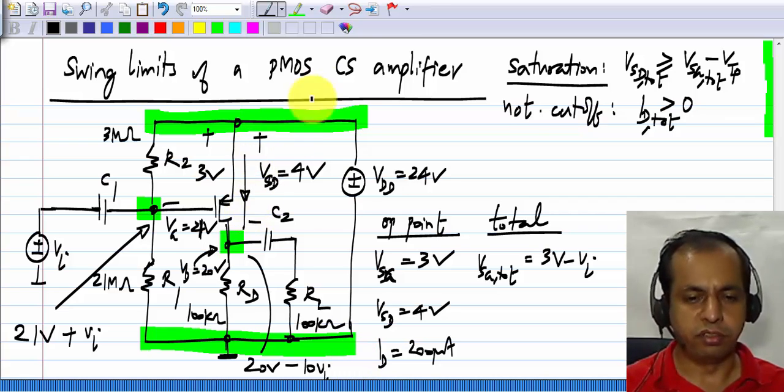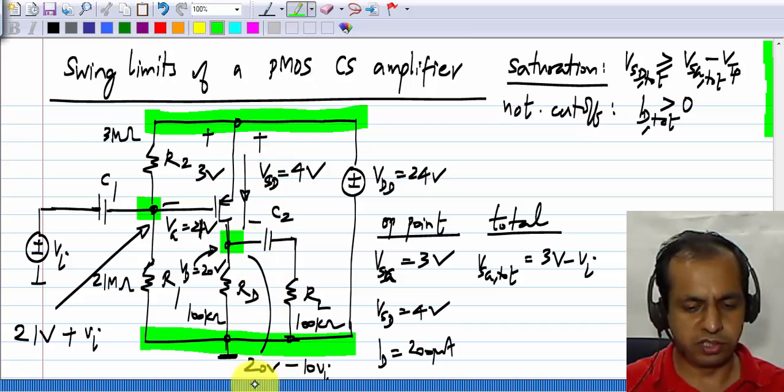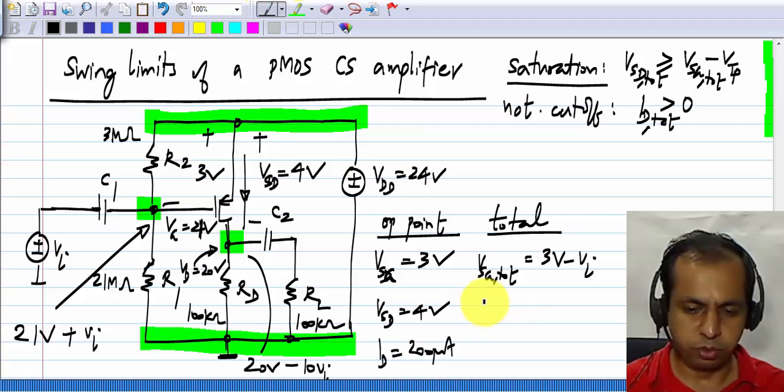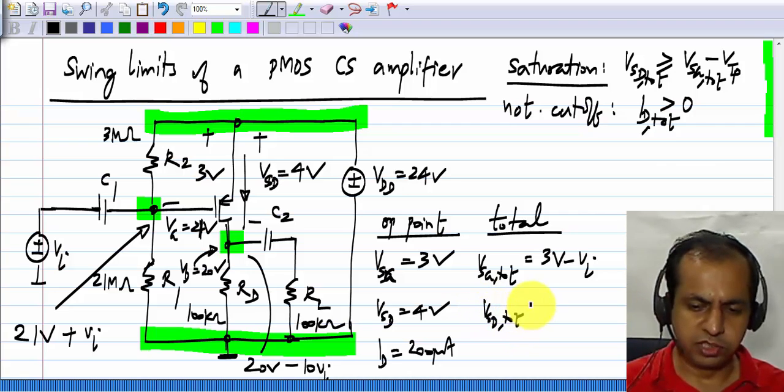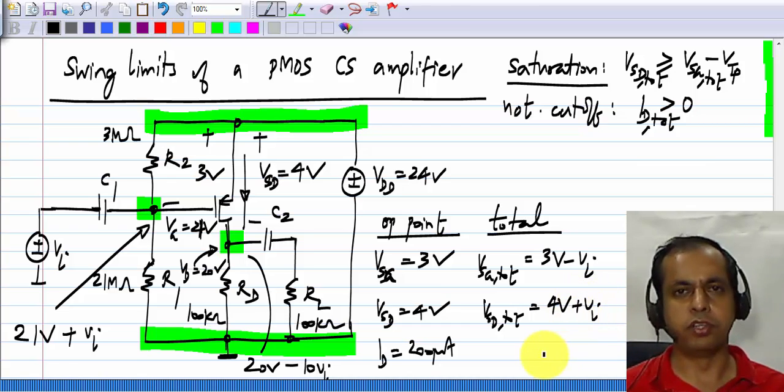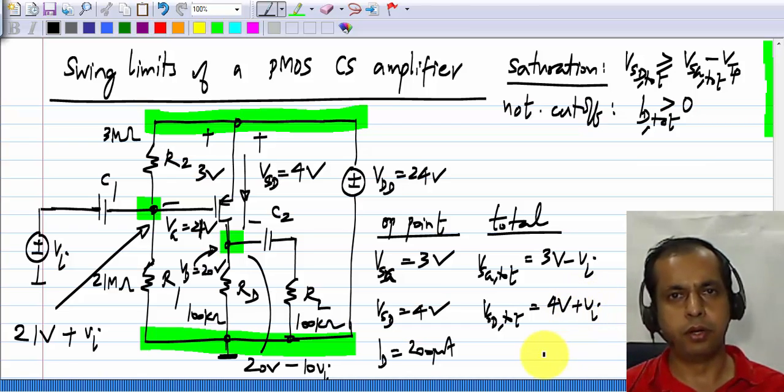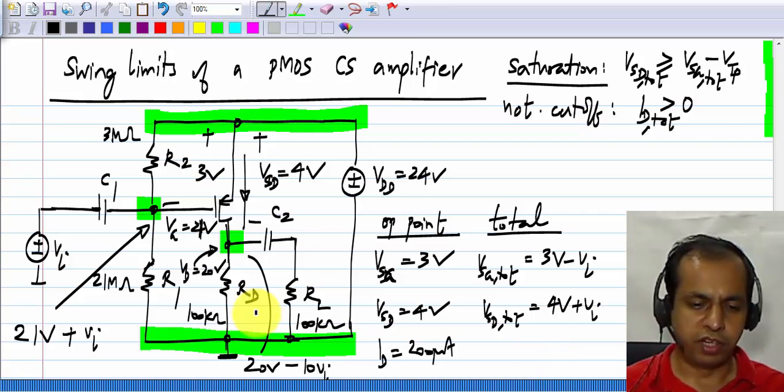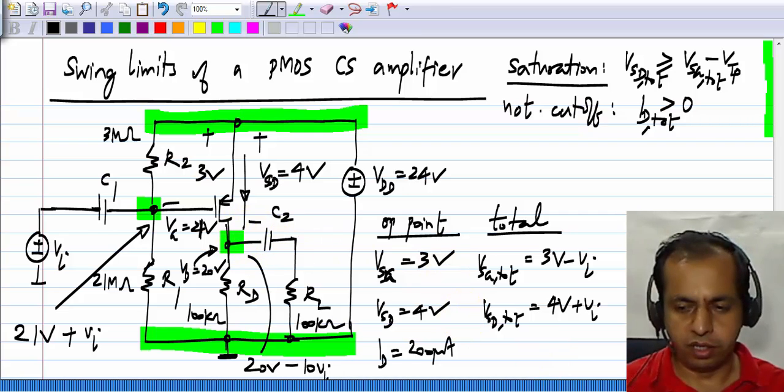So VSD, you can see, is 24 volts minus this, 24 volts minus this whole quantity. So VSD total is 4 volts plus Vi. Again, you see a reversal of sign. Okay. And finally, what is the incremental drain current?